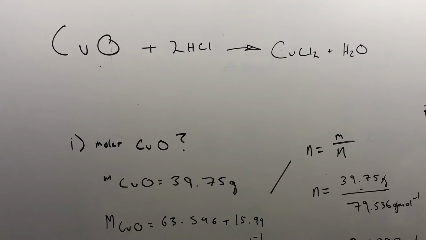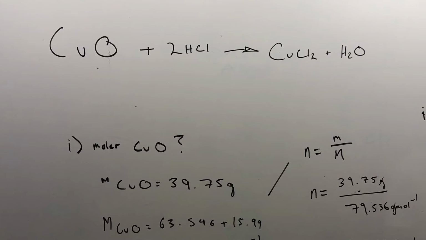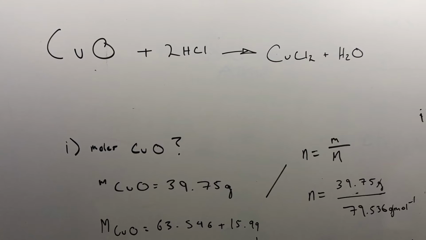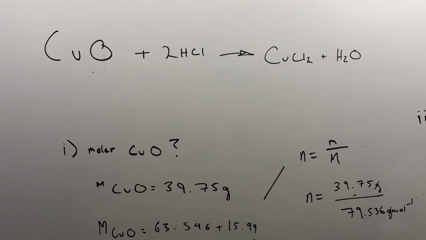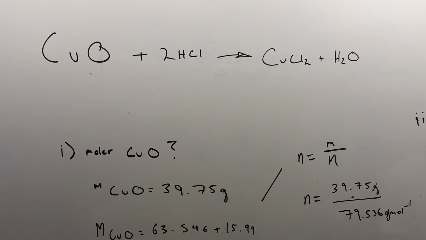You can look at the periodic table to find the molar mass of copper oxide, which is the molar mass of copper plus the molar mass of oxygen, which would be 63.546 plus 15.99, which gives us a molar mass of 79.536 grams per mole.